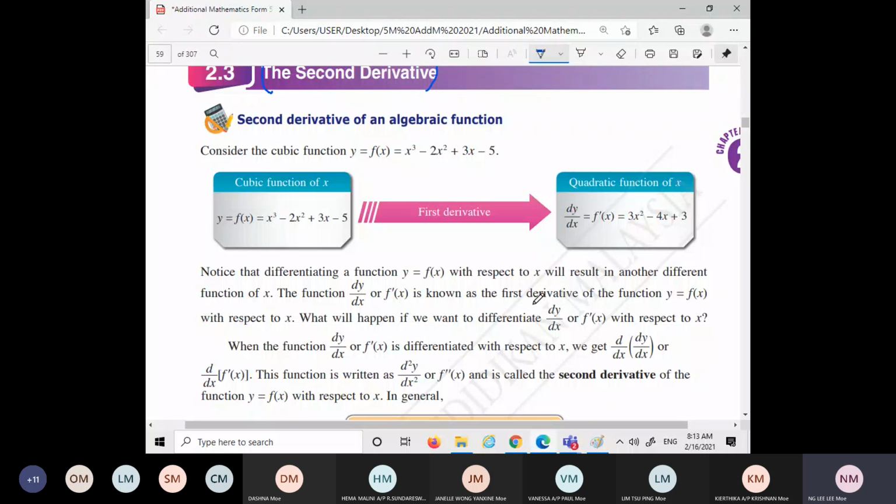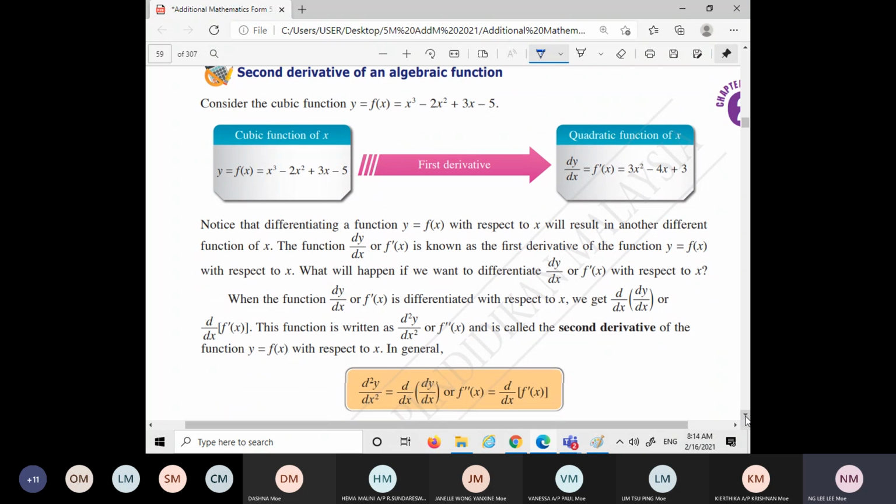So you look at these functions. First derivative means you differentiate one time. You see a cubic function of x, the highest power is a cube. It will reduce into a square, a quadratic function of x, when you differentiate one time. So you know that if you differentiate one more time, it will reduce some more, and it will become linear.